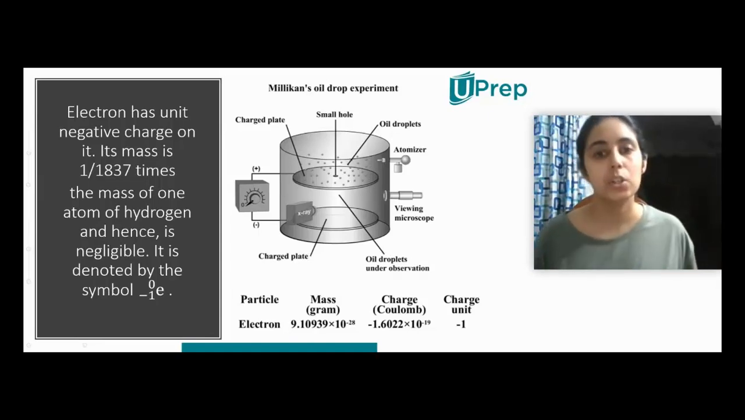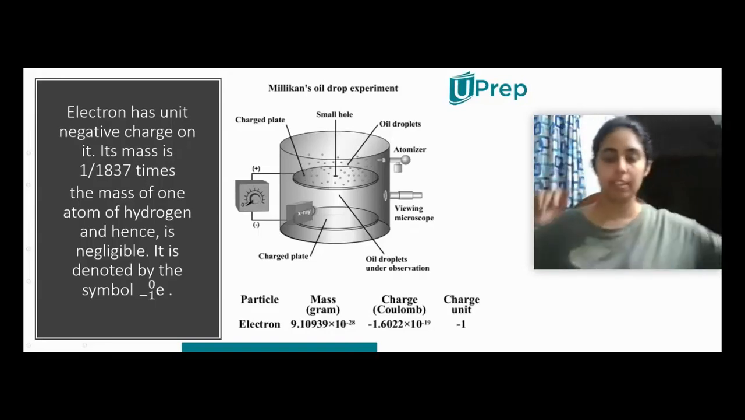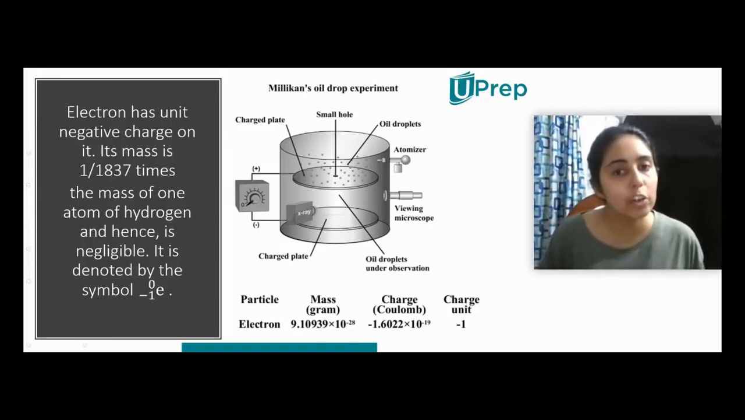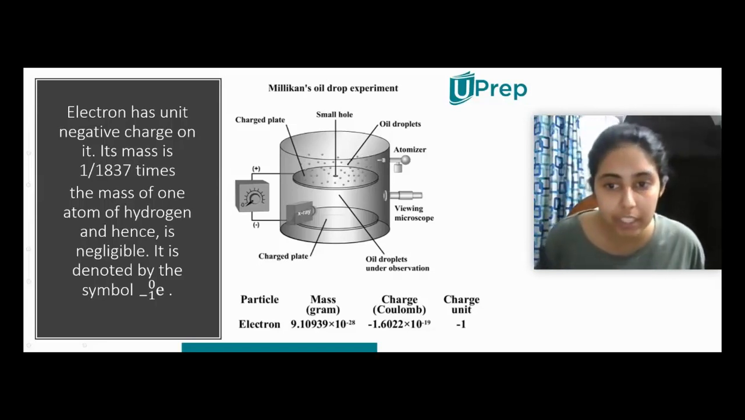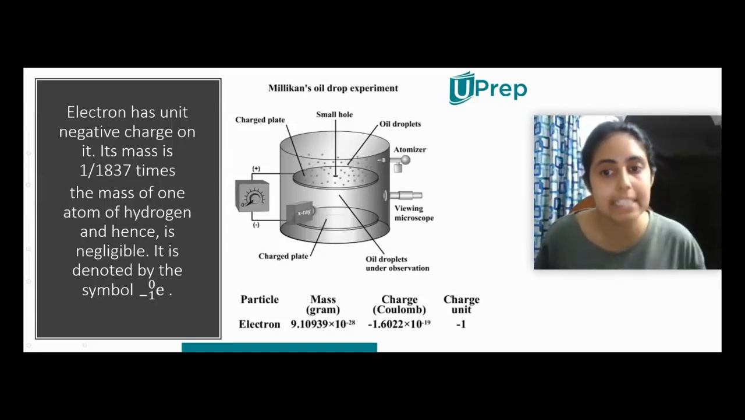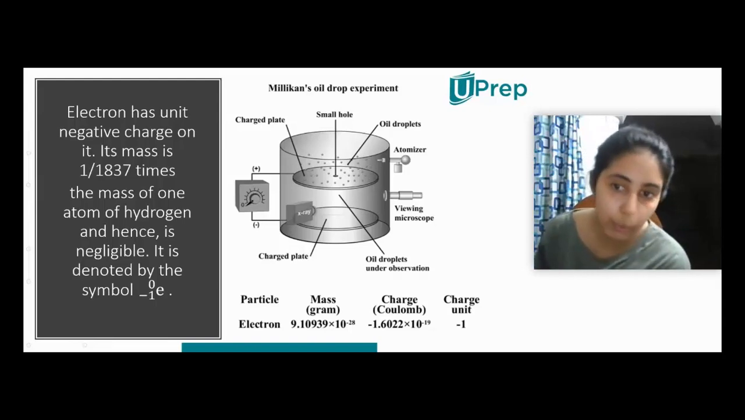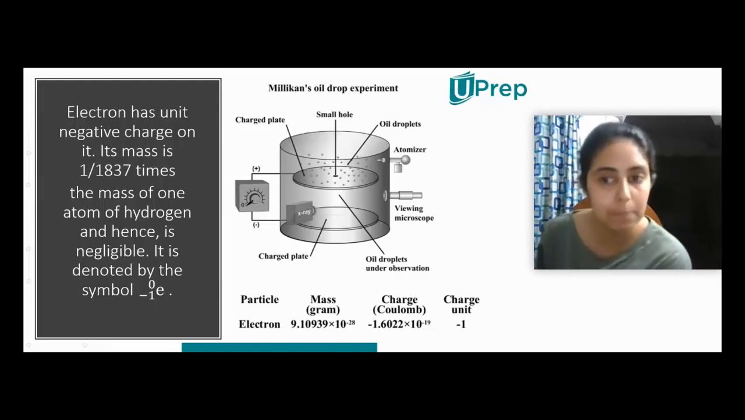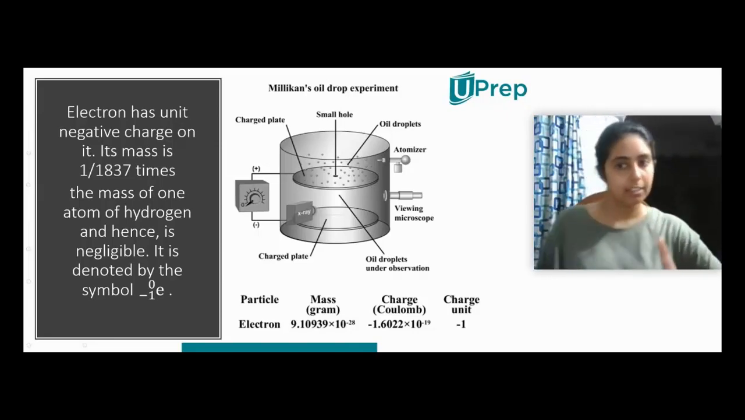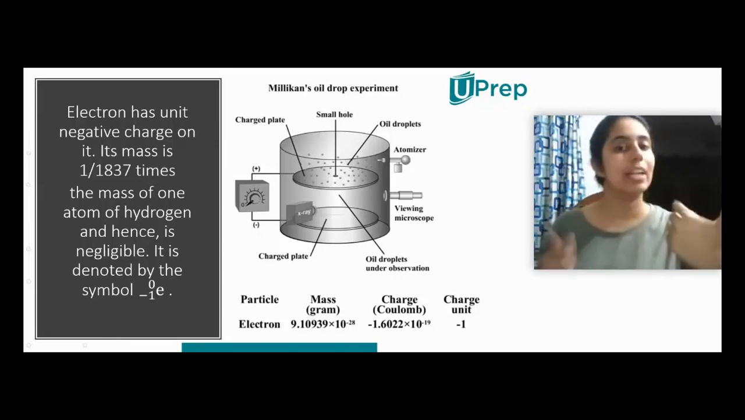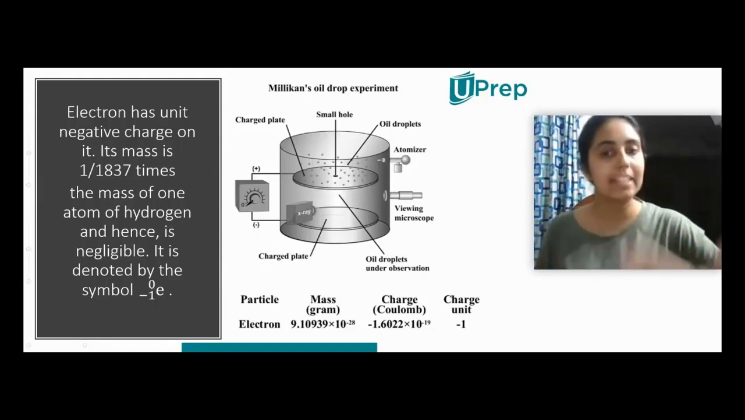So the electron has a unit negative charge on it. That means what you see over here: minus 1.6022 into 10 to the power minus 19 coulombs. That is taken as a unit charge, that means minus 1. So the electron has a unit charge of minus 1.